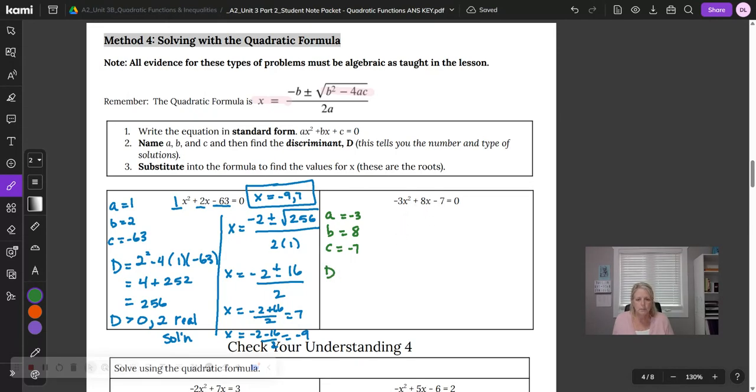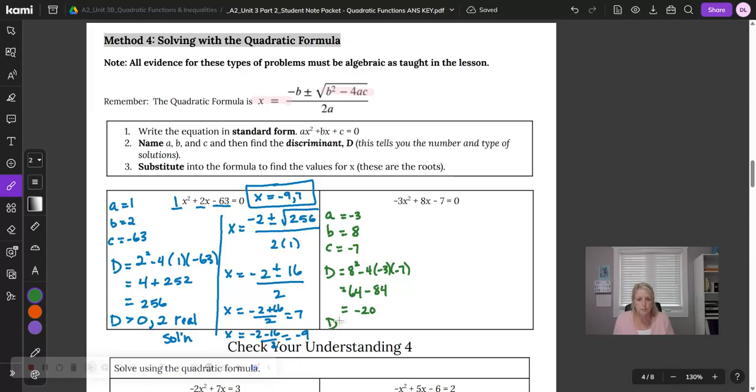My discriminant is b squared minus 4 times a times c. That's a lot of negatives. Feel free to use Desmos, you guys, if it helps. 8 squared is 64. I have a negative times a negative, which is a positive, times a negative is a negative. And now I can do the numbers. So 4 times 3 is 12, and 12 times 7 is 84. So I can already see this is going to give me a negative number, right? I'm getting -20.